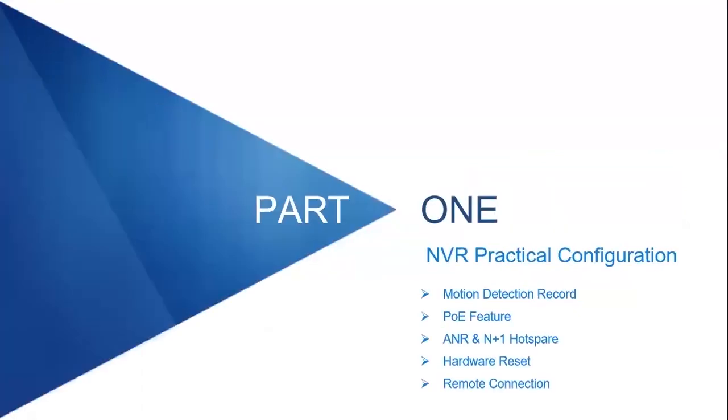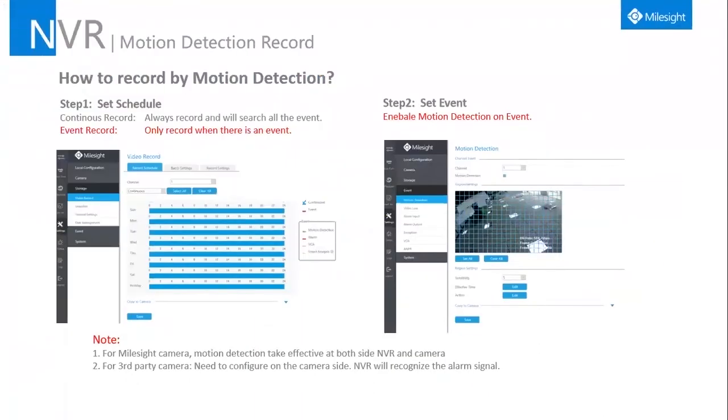Okay, now goes to the first part, the NVR, practical configuration. Okay, the first part is how to record by motion detection. Usually, for NVR, there are two things. The first is to record.